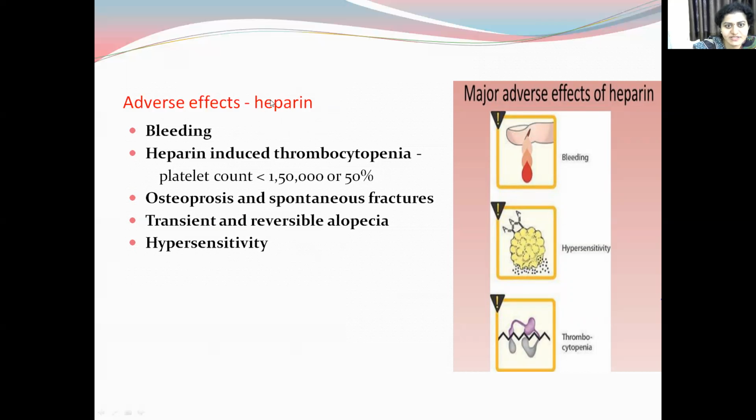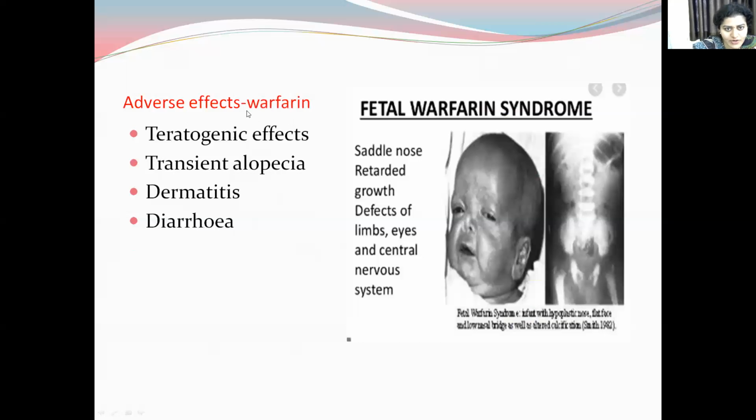So heparin can be given to a pregnant lady, whereas warfarin cannot be given because it has a teratogenic effect, that is, it causes a congenital anomaly in the fetus called fetal warfarin syndrome, which includes saddle nose, retarded growth, and defects of the limbs, eyes and central nervous system. Transient alopecia is the same side effect as with heparin. Then there will be dermatitis and diarrhea. The side effect common to both heparin and warfarin is bleeding, that is hemorrhage.